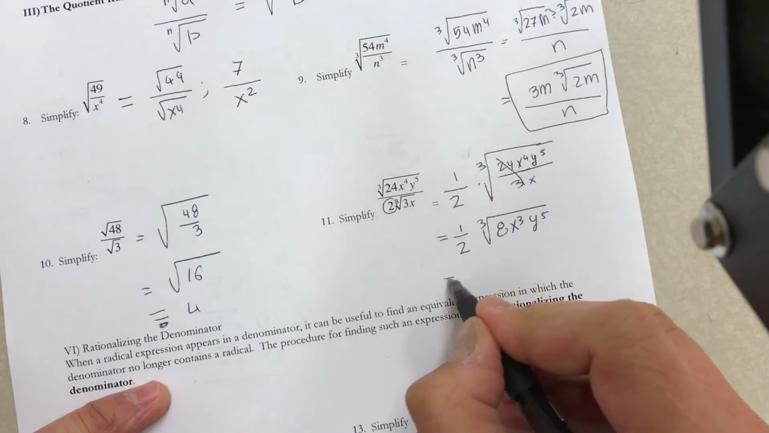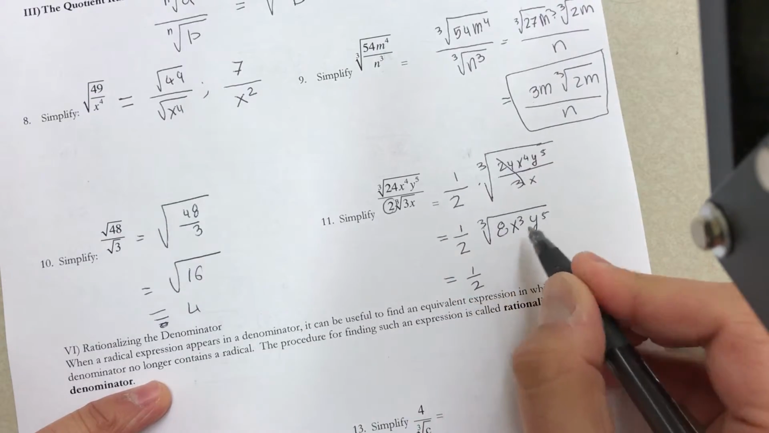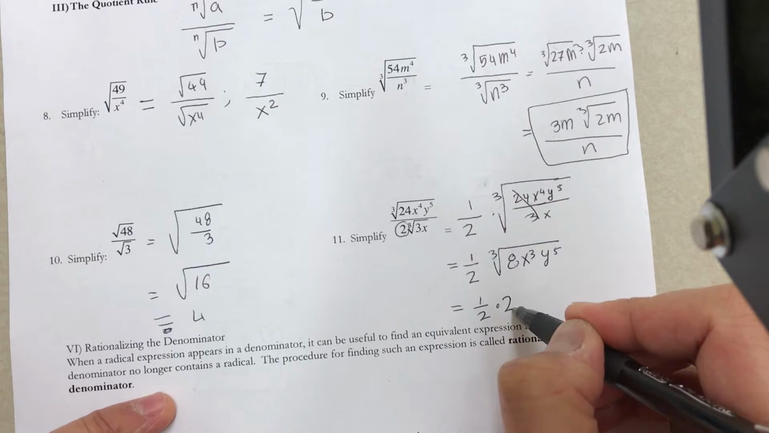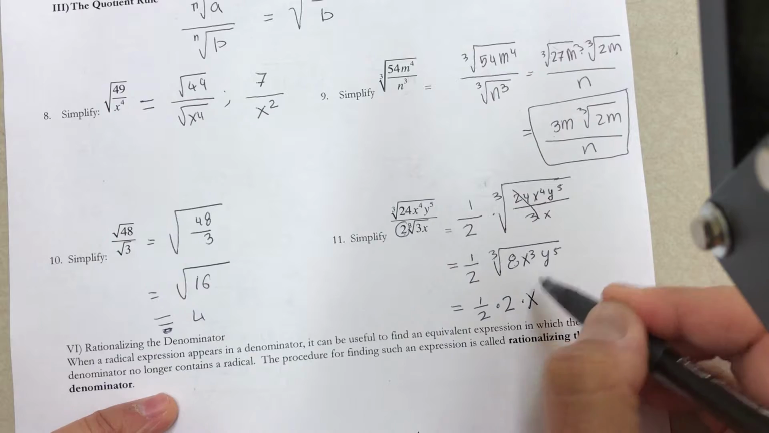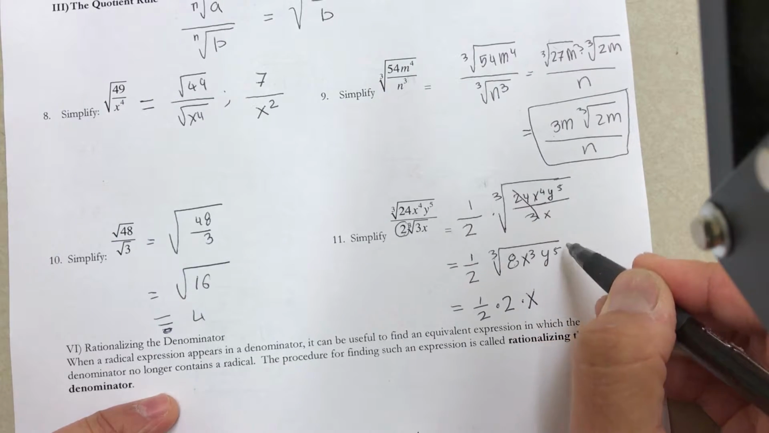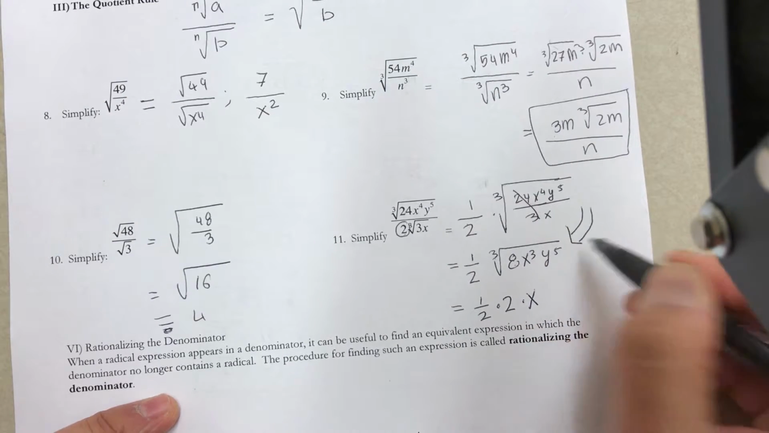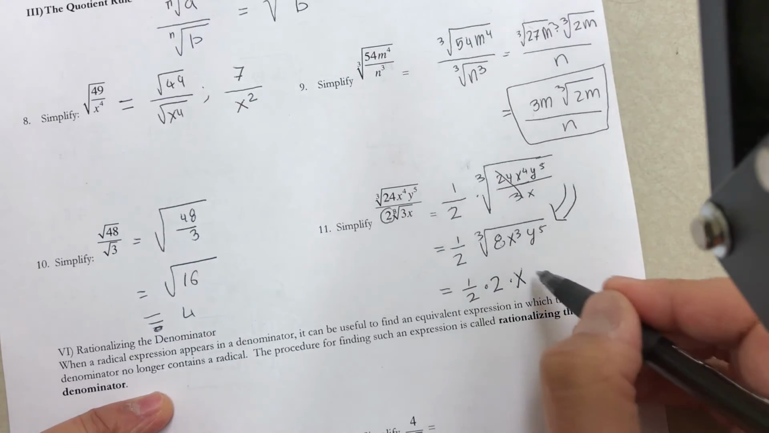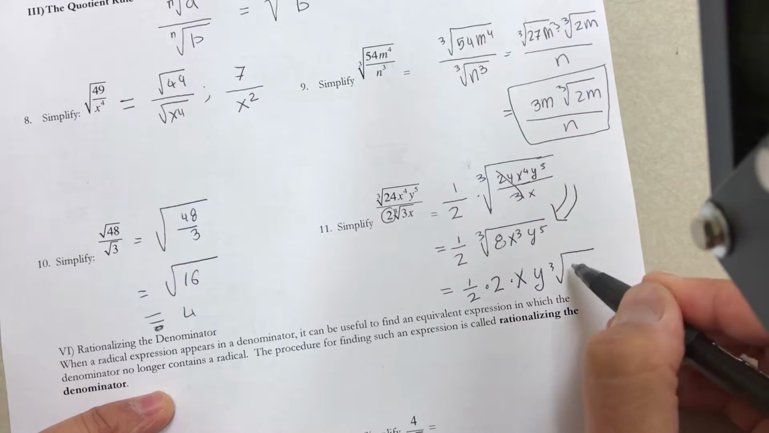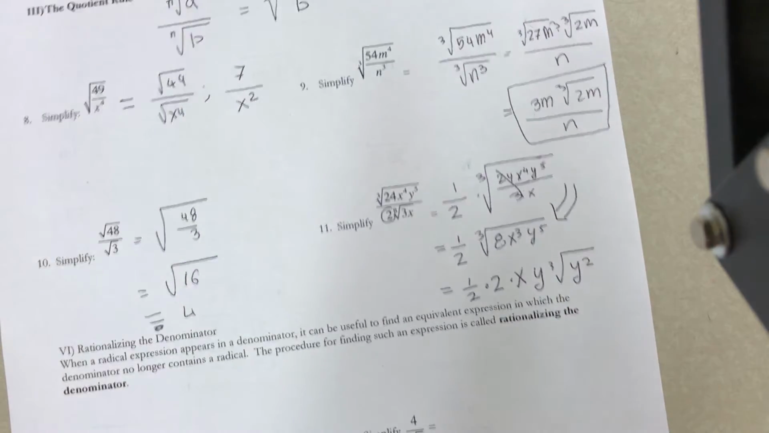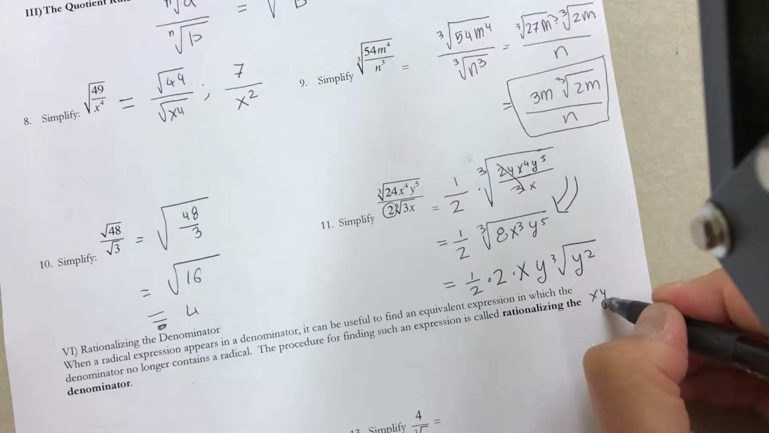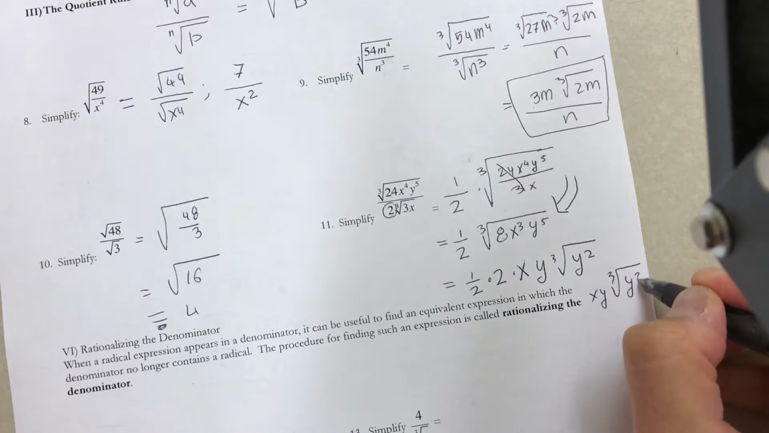So to make a long problem short, we know that the cube root of 8 is 2, so that comes out. The cube root of x cubed is x. Now y to the fifth means that you have one multiple of y to the third. So you can take out y, and then you're going to have a y squared inside. And that's all you can do. And then you would simplify here a little bit. So then you have x, y, cube root of y squared, and you're done.